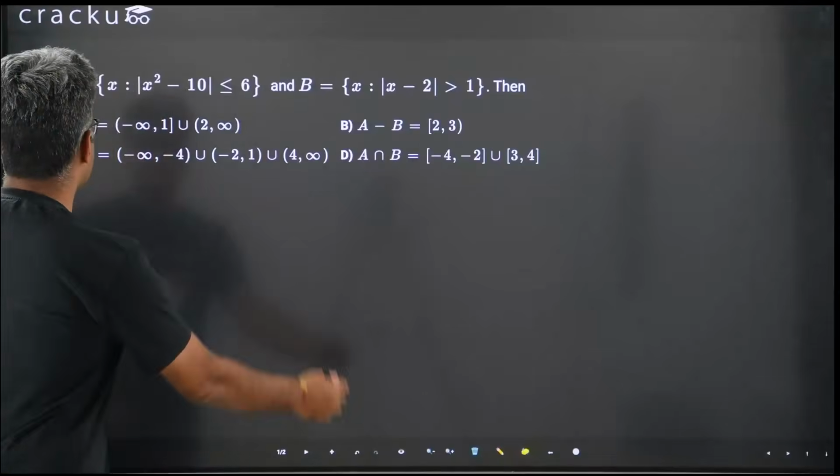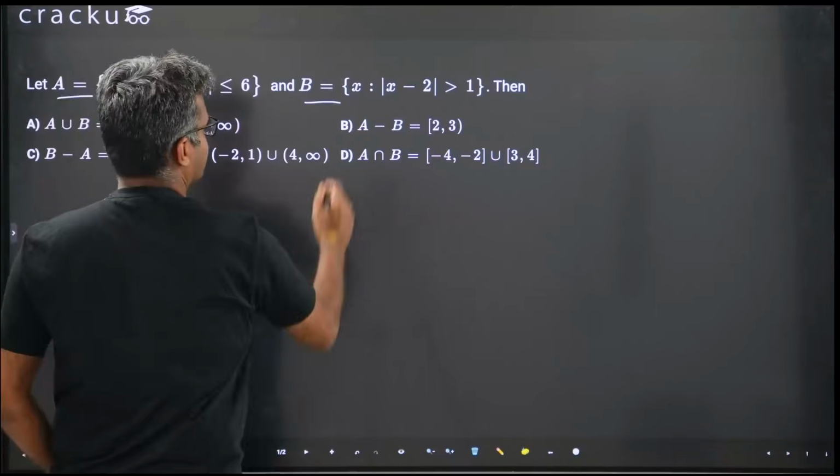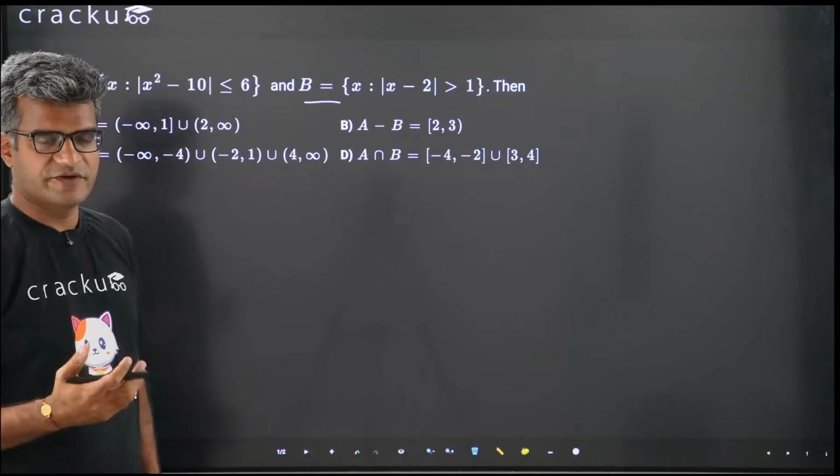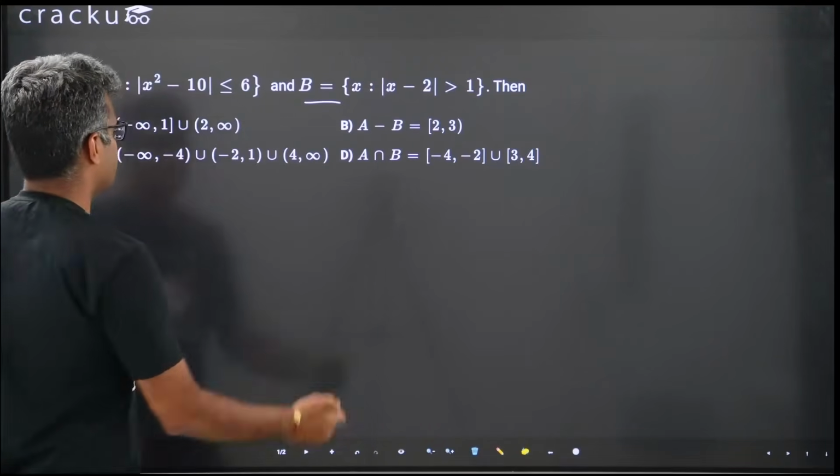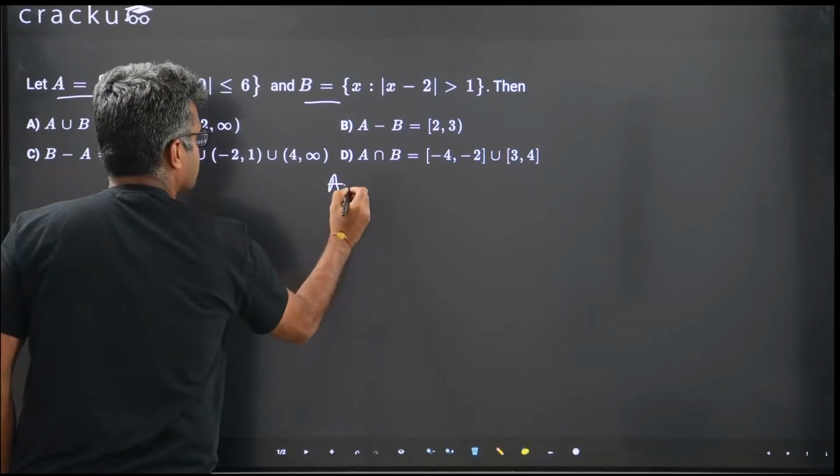In this question, we are given two sets, A and B, and we are asked to first calculate the values of A and B and then figure out which of the four options is correct. So let us try to solve it. Let us first try to understand what is the value of A.